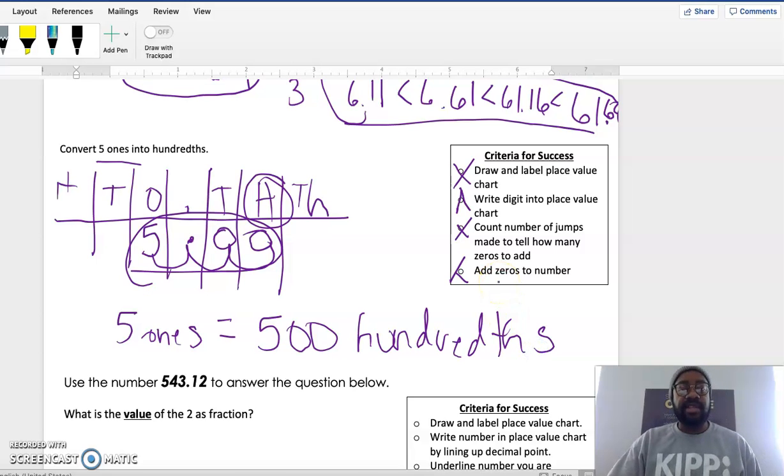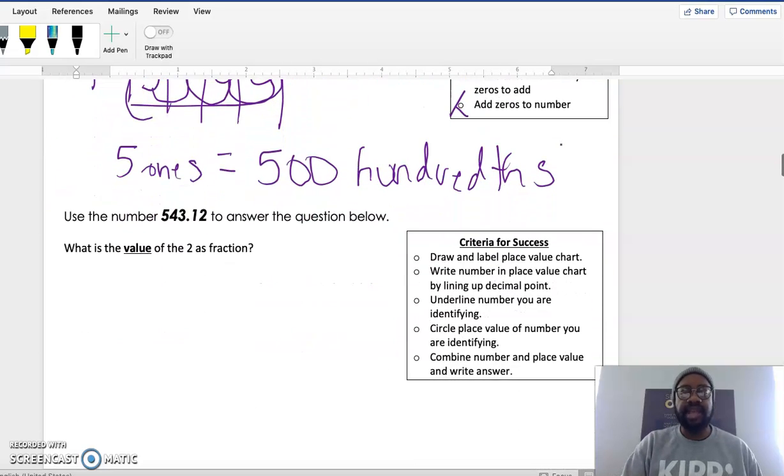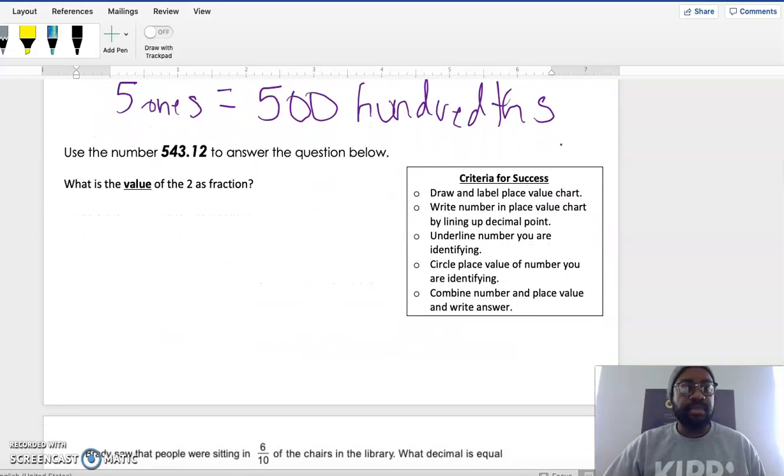I was able to answer that question by following the steps listed for me. Again, you have to follow the steps for every question because every question is different. Same thing, it says, use the number 543 and 12 hundredths to answer the question below. Here are my steps to follow. First step is draw and label a place value chart.